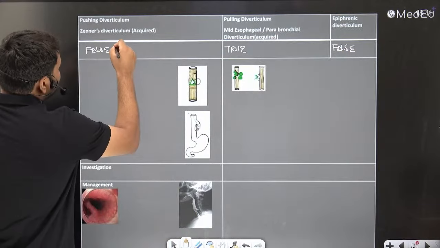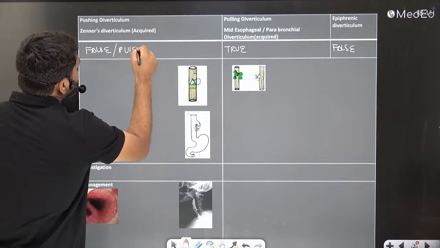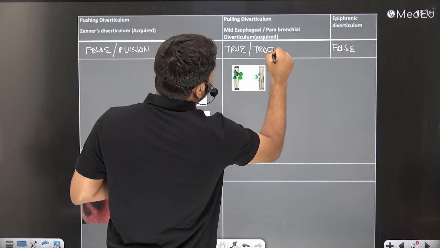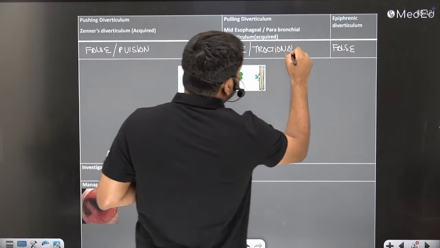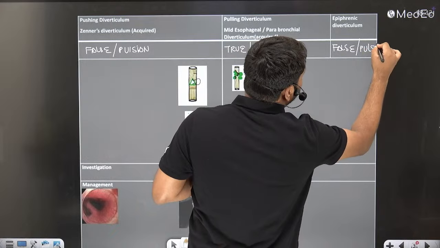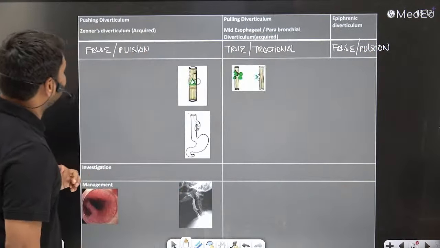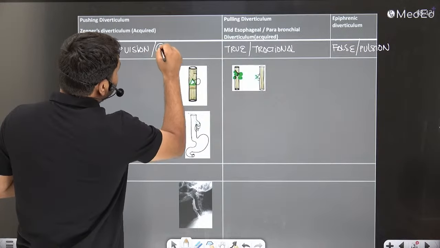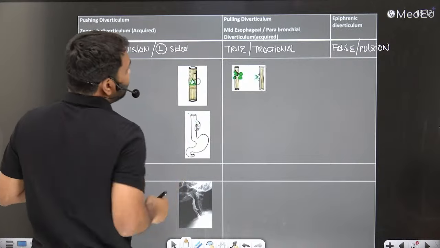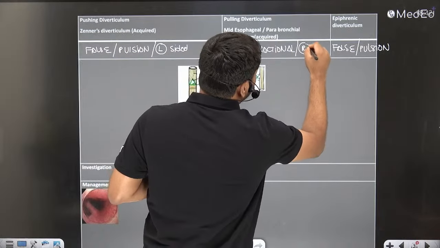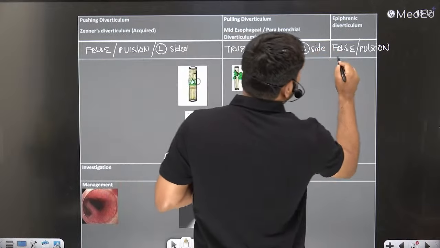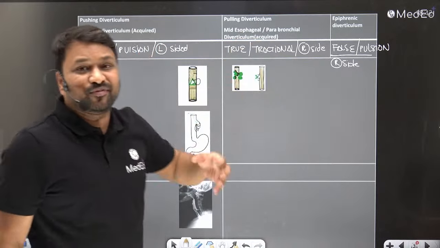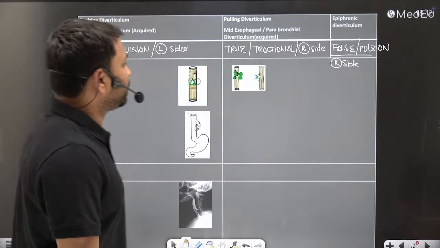Remember, Zenker's is an example of a pulsion diverticulum, that is a pushing diverticulum, whereas your mid-esophageal is an example of a traction diverticulum. Your epiphrenic is also a pulsion diverticulum. Zenker's diverticulum is more common on the left side, whereas the other two are more common on the right side, because for mid-esophageal and epiphrenic, you have the aorta running on the left. There's no space, so the diverticulum occurs on the right side.